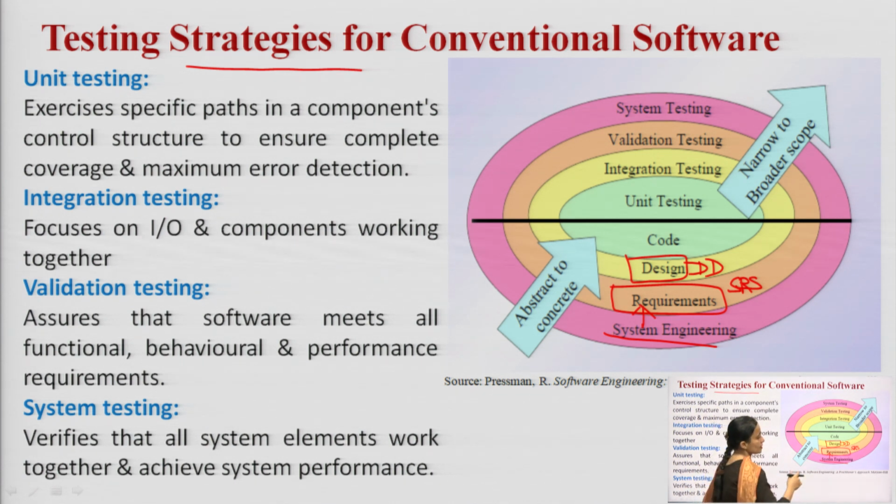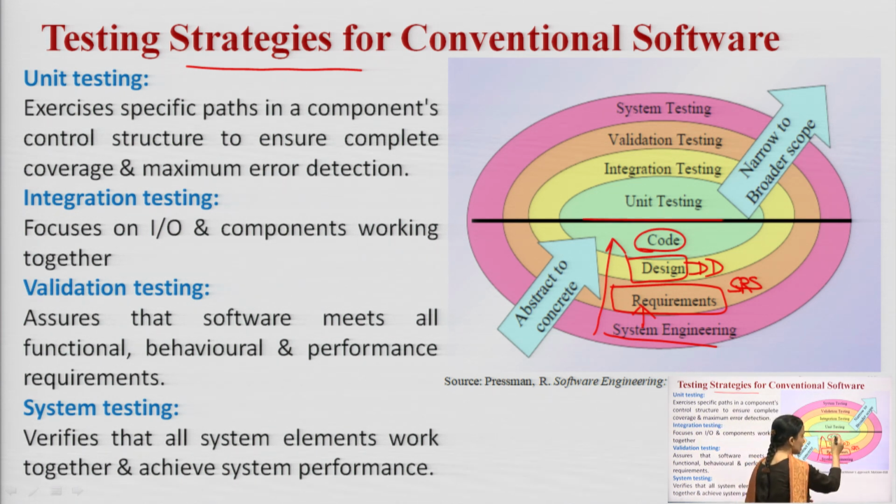As per this design document, we will start coding. The inner modules will be coded first, the sub functions will be designed first, then we will go on to the upper levels. So I have started from system engineering and moved on to coding. This is my abstract to concrete way of going, and now I am moving on to coding.